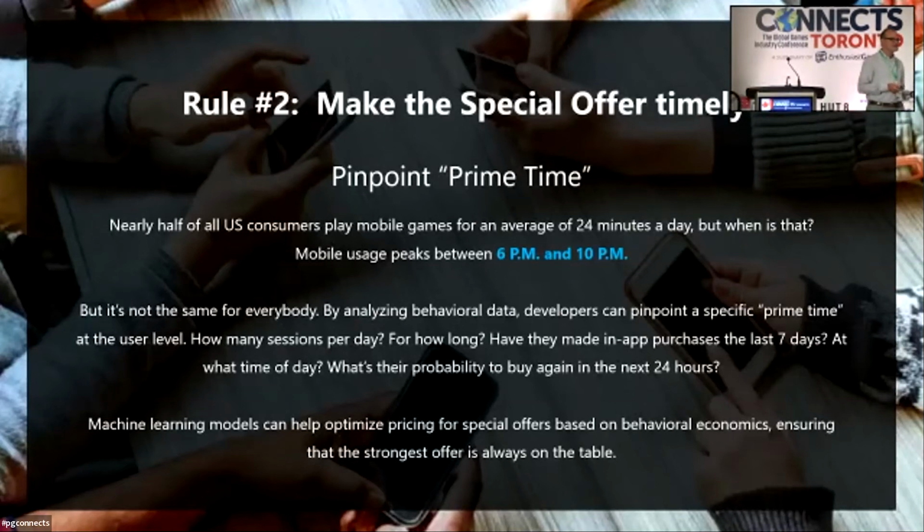So questions to ask: when are people making purchases? What are the average sessions? What is the average session length within the game? How long are people playing? Have they made a purchase in the last 7 days? Do you anticipate them making a purchase? It all depends on the company, the data you have, and the insights and data science you might have within your company. But all this data can really help you think about how to optimize those special offers for your players.